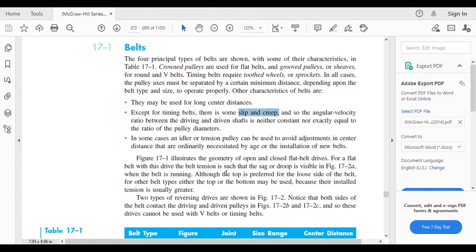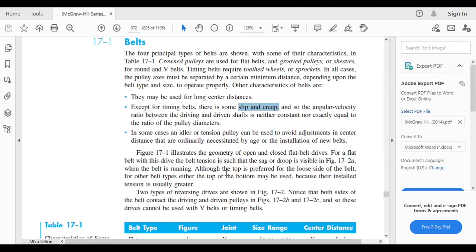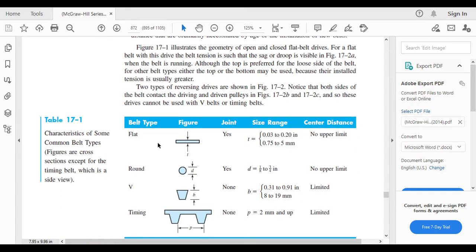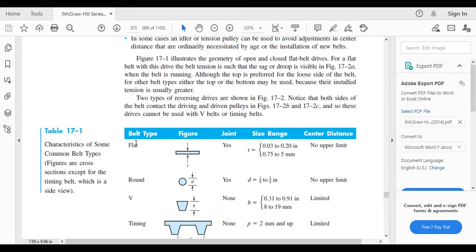In some cases, an idler or tension pulley can be used to avoid adjustment in center distance. They are ordinarily necessitated by aging and installation of a new belt. Okay, this is Figure 11.1. It illustrates the geometry of open and closed belt drives. For a flat belt, the drive is as shown in Figure 17.2a, where the belt is running, with the top preferred for the loose side. For other belt types, either the top or bottom may be used.